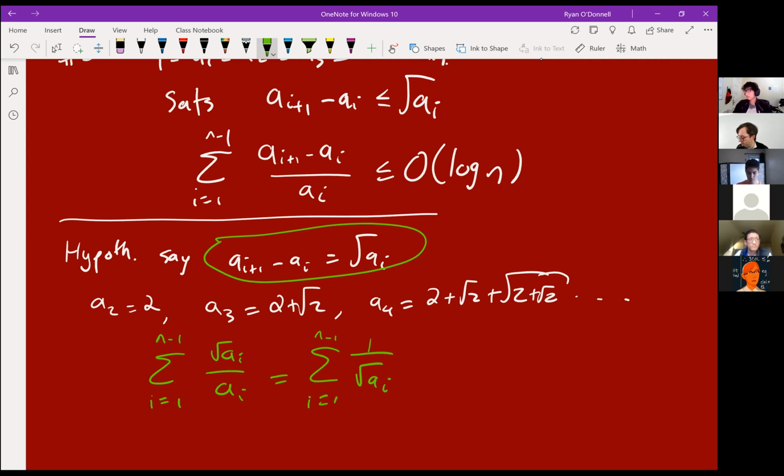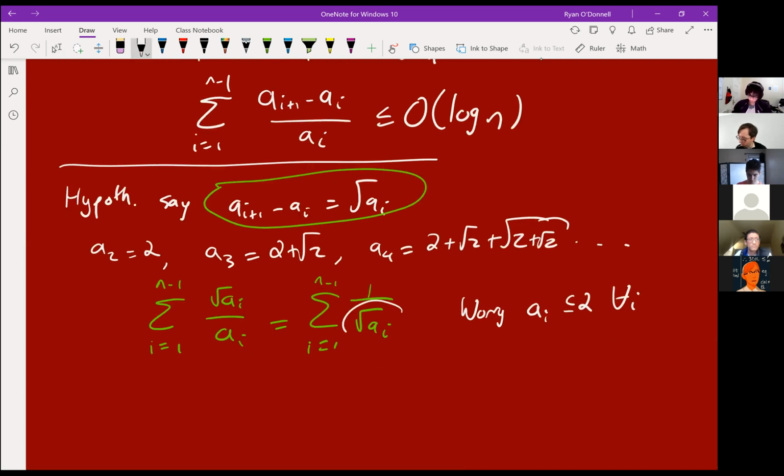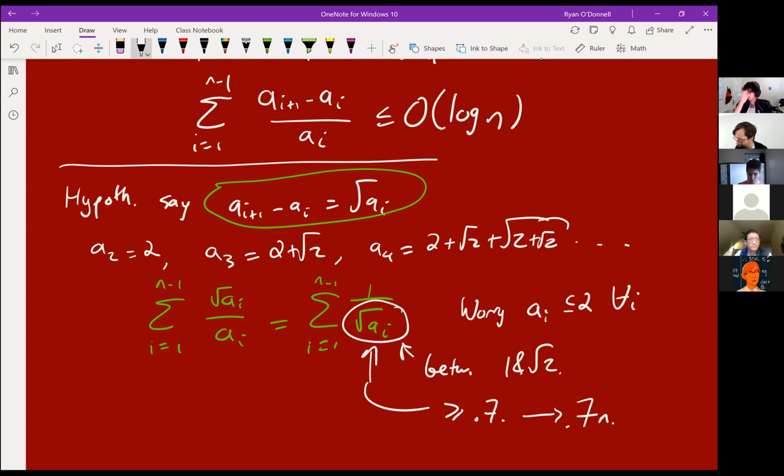For example, you might worry that A(i) is, I don't know, less than 2 for all i. That's not a for all. And then you'd be very sad because this quantity here would be between 1 and root 2. So this whole fraction would be at least like 0.7 or something. And then the whole sum would be like 0.7n, which would be bad. But can that happen? I mean, we're adding stuff, so hopefully not, but I don't know how to tell yet, at least.